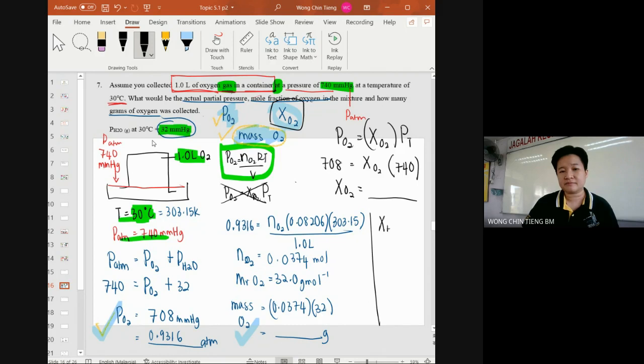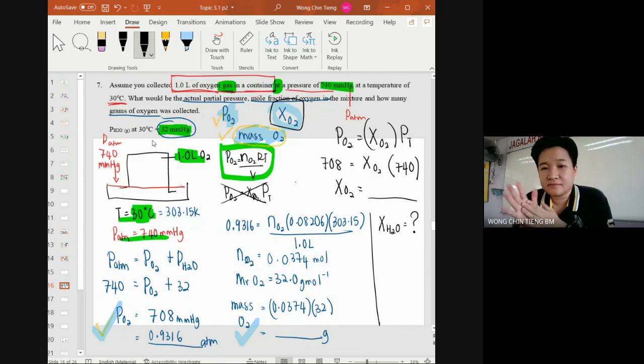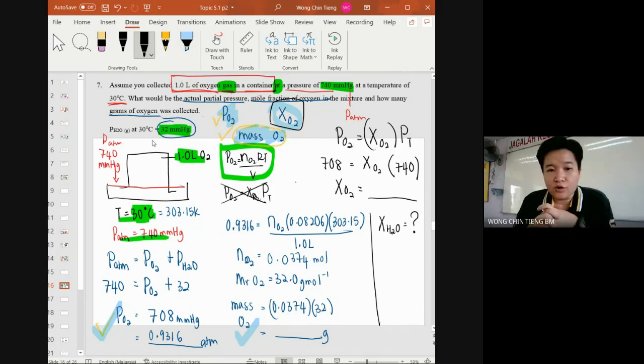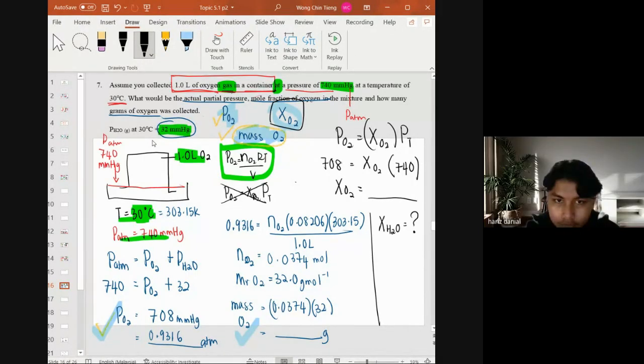Please. Kalau dah ada, dia akan senang je. I want mole fraction of water. 0.0432. Go getting 0.04 something. Haris, macam mana nak dapat mole fraction of water? Satu tolak dengan mole fraction oksigen.